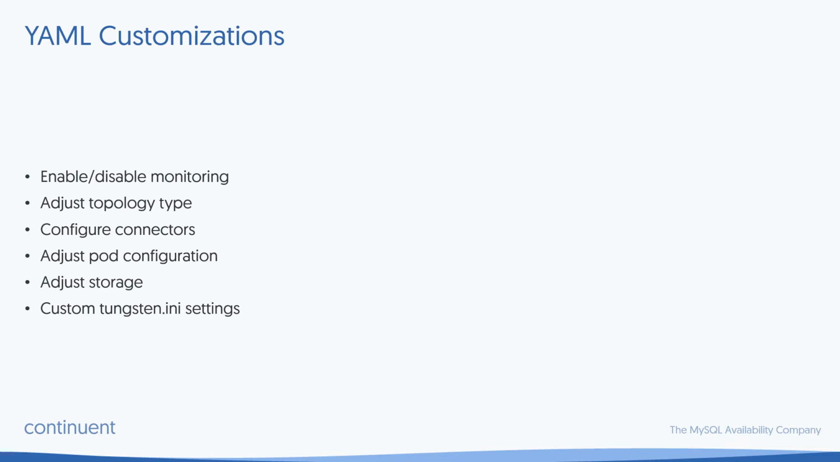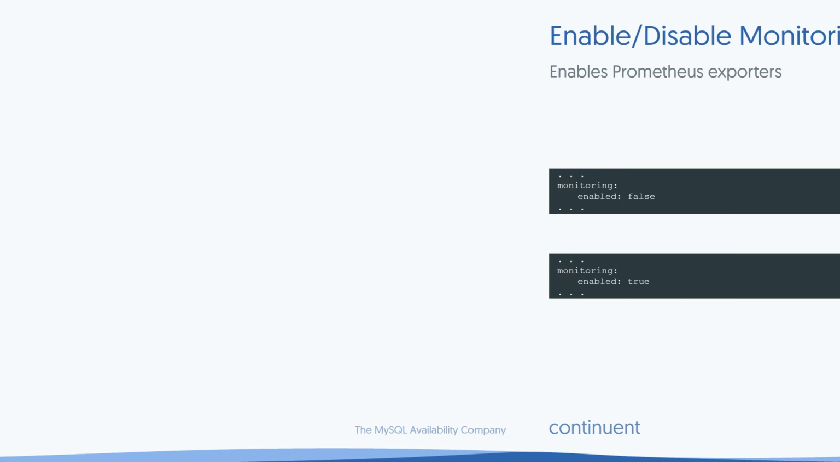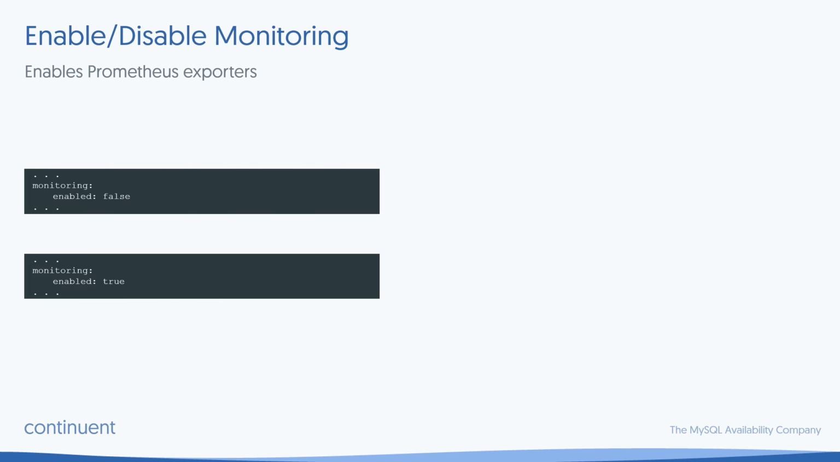In this session, we're just going to look at some of the YAML files in a bit more detail, on some of the options you can tweak and change to change the way that your cluster is configured. We're going to look at the monitoring, how to adjust the topology type, configuration of the connectors, pod configuration, adjusting storage, and also custom INI settings. The custom INI settings we did actually cover in the previous session, but I'm going to cover it again in this session.